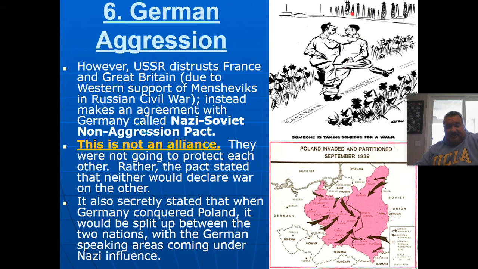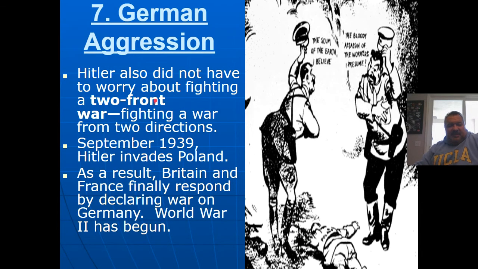It also shows you that the Nazis were eyeing the Soviet oil fields. Hitler did not really want to have to worry about fighting a two-front war. That was a disaster for the Germans in World War I. Remember the whole von Schlieffen plan that failed? Anyway, so they were trying to avoid that mistake by securing their eastern border with a non-aggression pact with the Soviets.